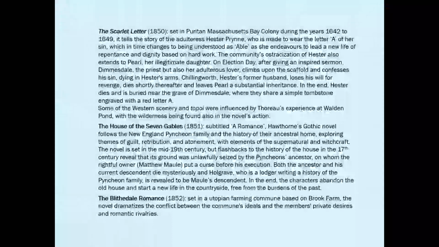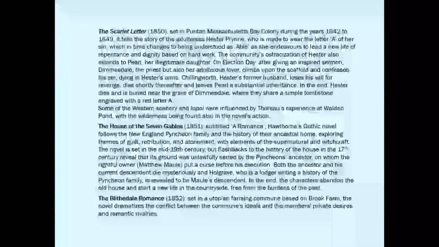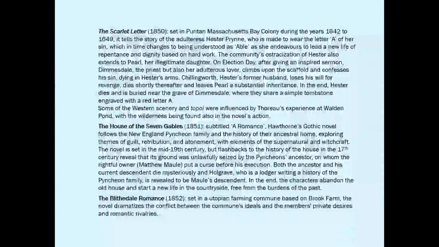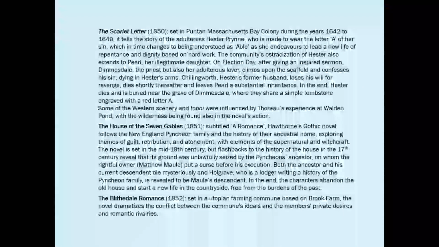Why we're not looking at those is because these are too long. Of course, they are novels, and I decided to choose short stories. But if you're interested in this period, this is one novel I recommend you to read. Again, set in the same sort of Puritan setting during the years 1640 to 1649, and it focuses on an adulteress, Hester Prynne, who, as a sign of her sin, has a letter A for adultery attached on her.